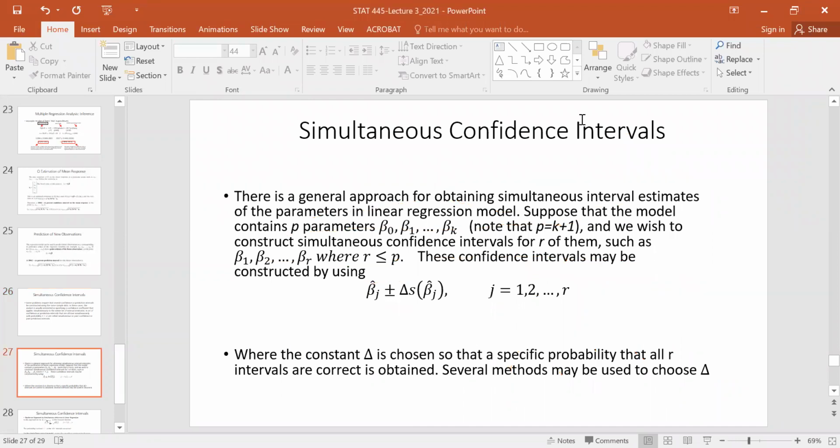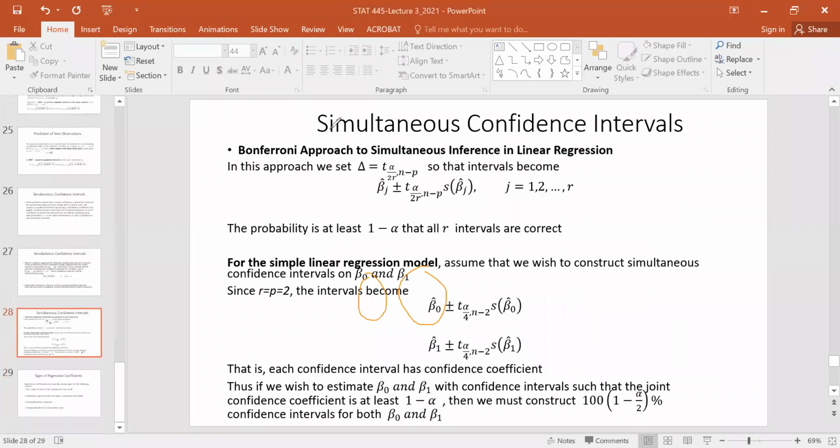So to make them all true at the same time, I don't want to go through the derivation. We start with the estimate plus or minus some error. There is a method called Bonferroni that helps us choose the delta. The Bonferroni approach to simultaneous inference in linear regression: in this approach, the delta, the error margin, is chosen to be alpha over 2 times R. R is the number of parameters you want to jointly construct a confidence interval for.